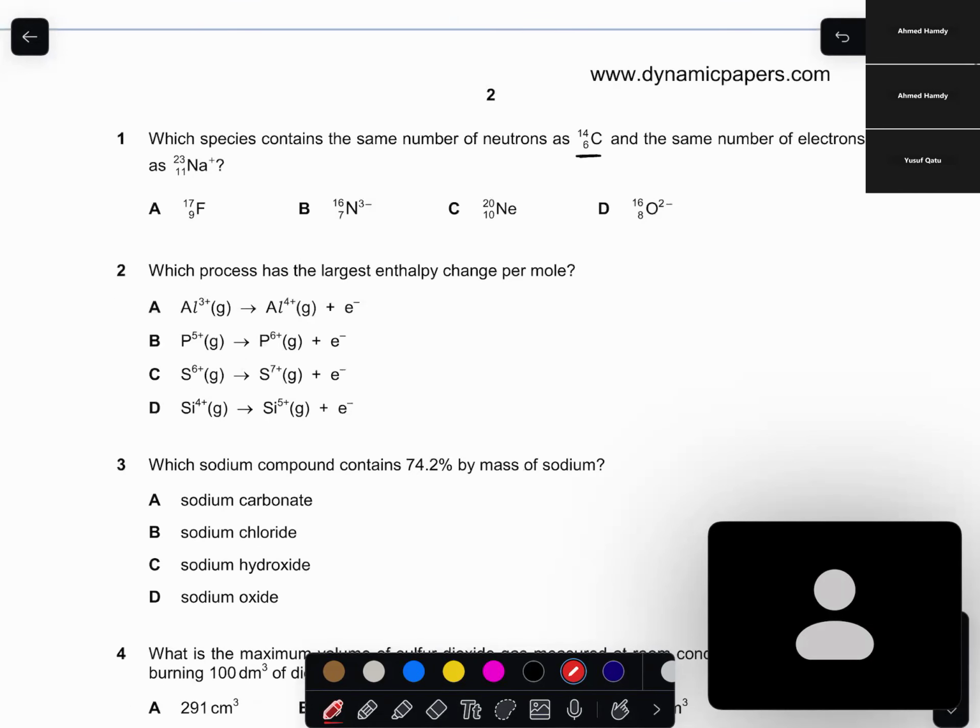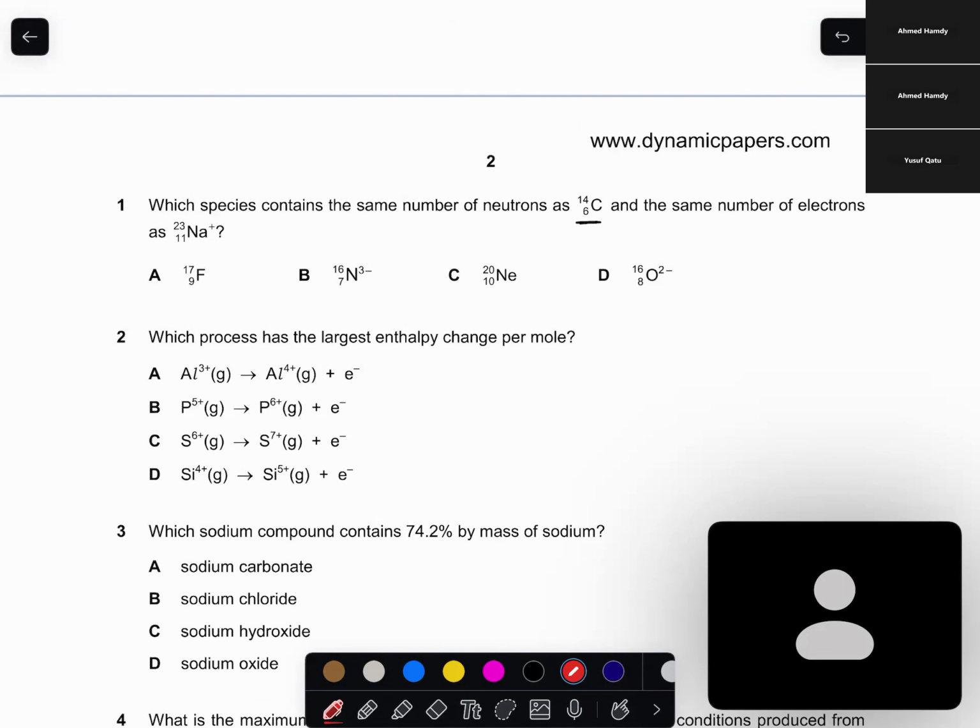The first question is, which species contain the same number of neutrons as carbon-14 and the same number of electrons as nitrogen plus 1? In carbon-14, the number of neutrons equals 14 minus 6 equals 8. And in nitrogen plus 1, it contains 11 minus 1 equals 10 electrons. So we are searching for an element that contains 8 neutrons and 10 electrons.